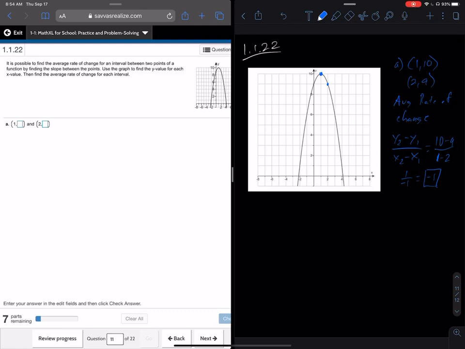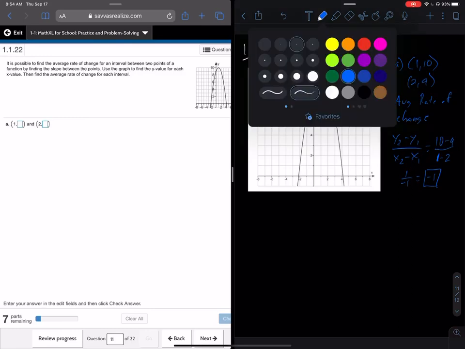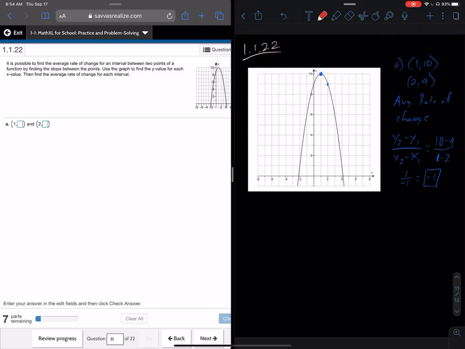Now, what they're going to do in the next couple parts, in like parts B, C, D, they're going to give you another point. So maybe they ask me this time, they're going to say point, let's say 3, 6. So this one here, and then 4, 1. All right, so we have those 2 points. So we have 3, 6 and 4, 1. And again, they're going to ask me the average rate of change.